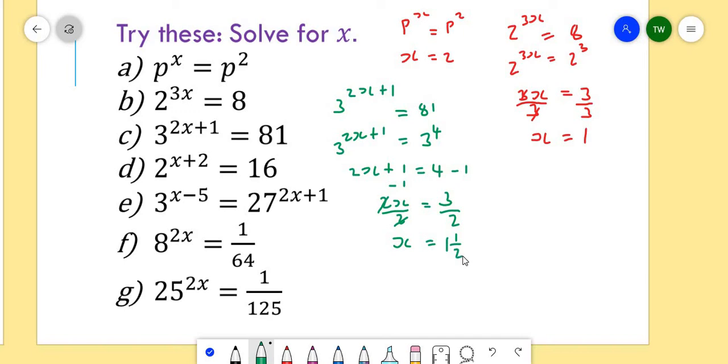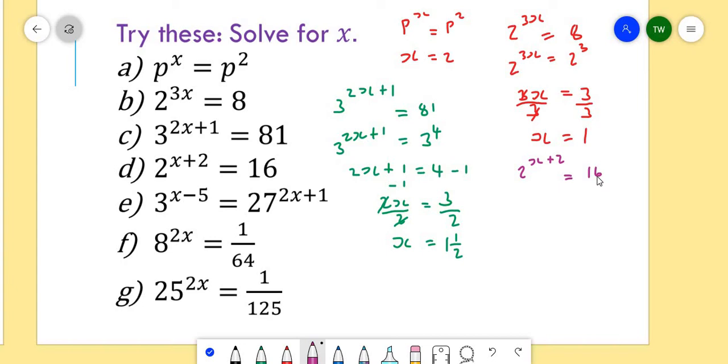Alright, now to our next problem. The next example that we have is 2 raised to the power of x plus 2, and this is equal to 16.